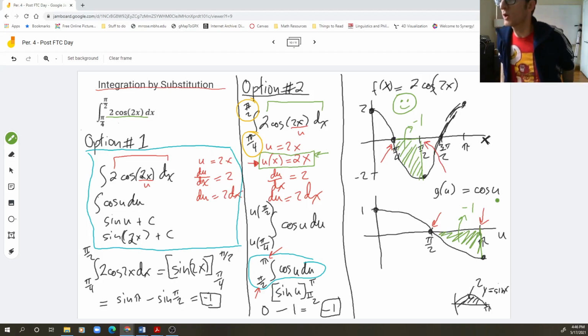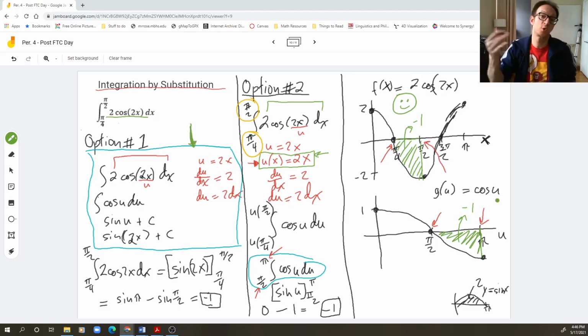Okay, and so the moral of the story is that it's easier and simpler, instead of taking a detour into antidifferentiation, to simply do your substitution on your integral. But when you change the function, you have to also change the upper limit and lower limit of integration.